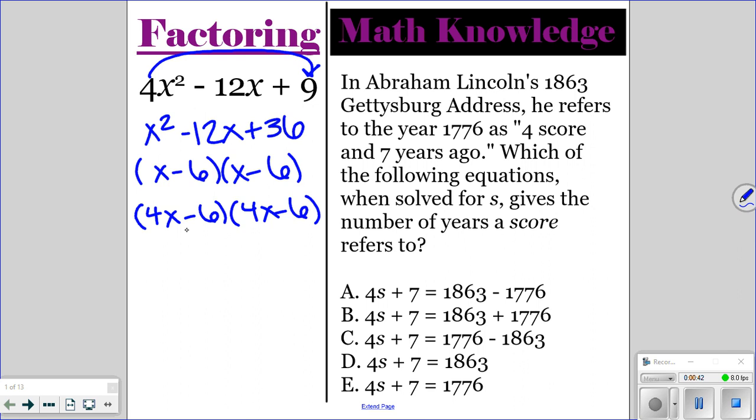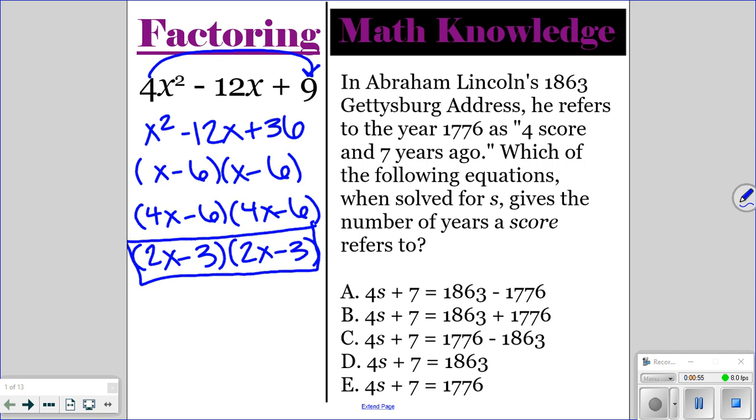And then you want to reduce them. 4 and 6 both divide by 2, so that's going to become 2x minus 3. And then the same thing on this one, 2x minus 3. And so if you want to leave your answer like this, you can. Or if you would rather make it 2x minus 3 squared. Either one of those is fine with me.